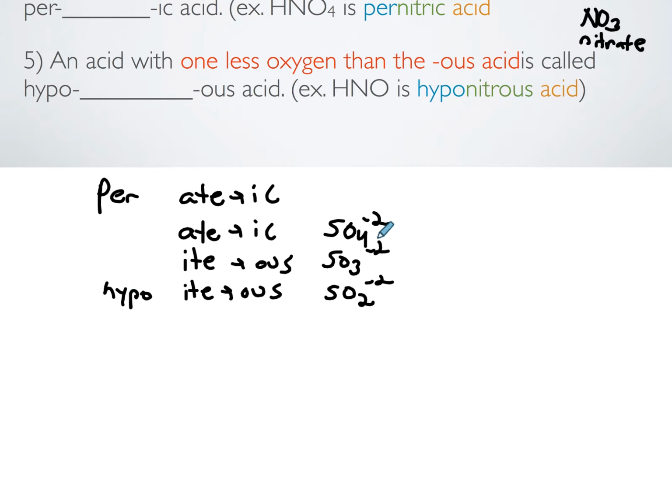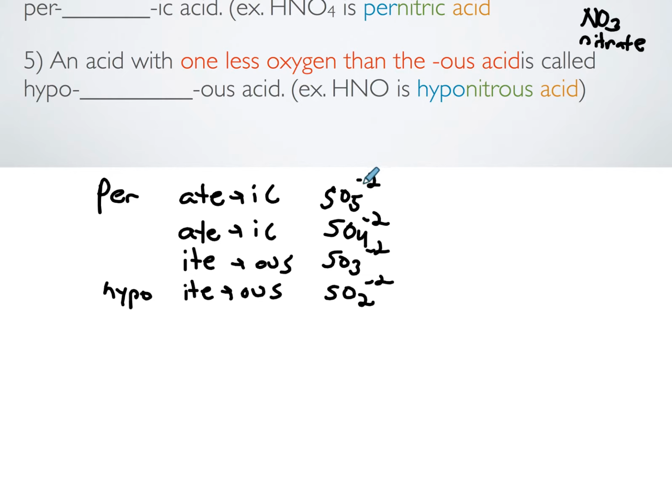If I go up from sulfate and make this SO5, then that would be persulfate. And from there you can get all of your acid names. So this would be persulfuric acid, sulfuric acid, sulfurous acid, and hyposulfurous acid.